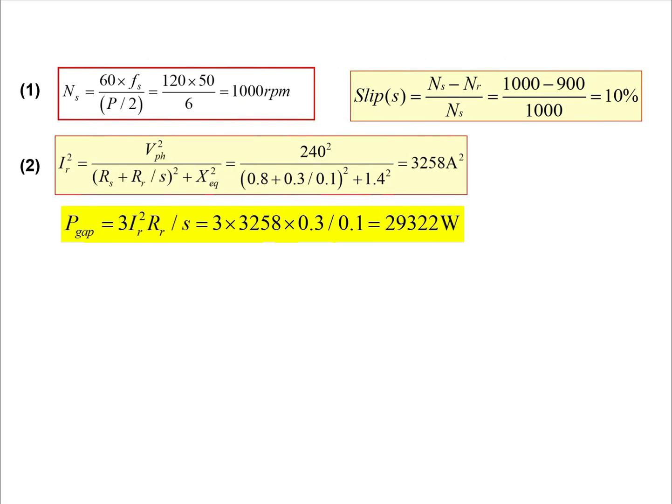All right, now moving on to the next parameter, which is the power that has crossed the gap. In order to calculate this parameter, we need to find first the value of the current in the rotor, which is denoted by IR. So in this case, in order to find the current, we need to understand how its value is related to the phase voltage and the equivalent impedance. So let us get back over here.